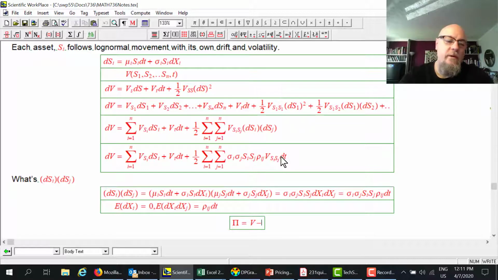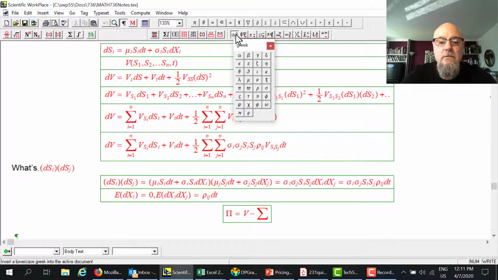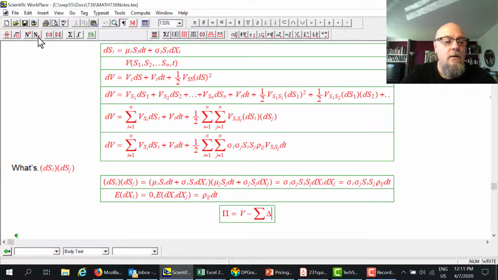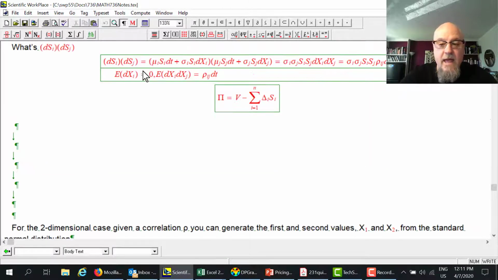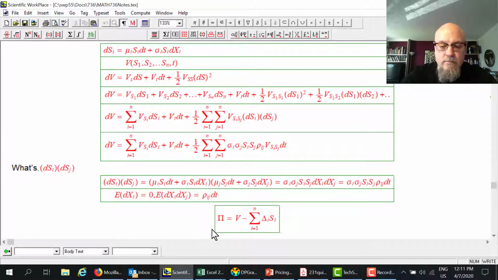Yeah, I got to short a little bit of stock 1, a little bit of stock 2, a little bit of stock 3. So I'm going to short the sum, my delta, that's a little bit of each stock. Delta is still the amount of stock that I short. And i runs from 1 to n. So there's the portfolio that we're going to set up.